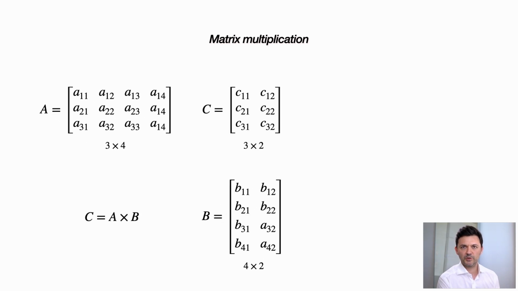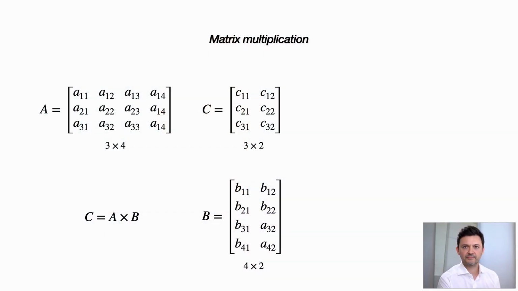We already know how to index all of 3 matrices. We know the size of the matrix C. The only thing that we do not know is how to actually compute the elements of the matrix C. So how to compute, for example, the element C21, which is the element in the second row and the first column of the matrix C.